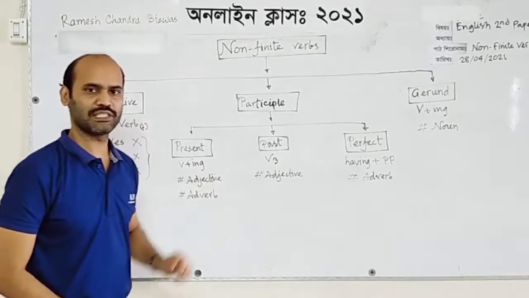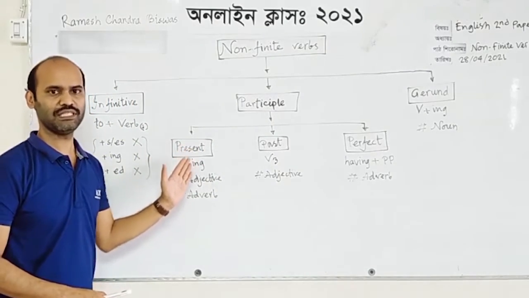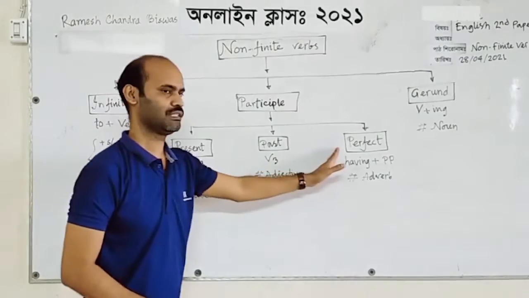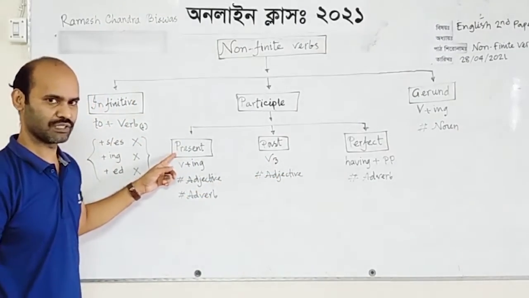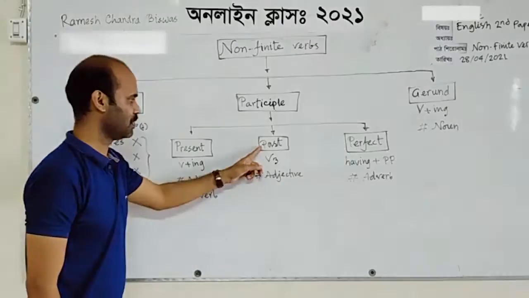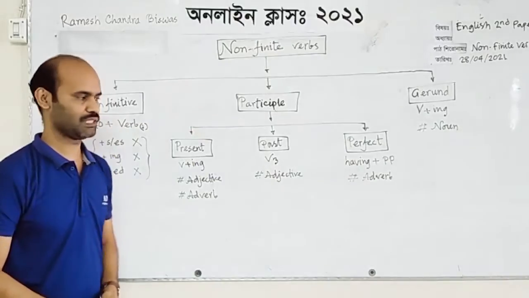Number two is participle. Participles are also classified into three different types. The first one is present participle, the second one is past participle, and the third one is perfect participle.